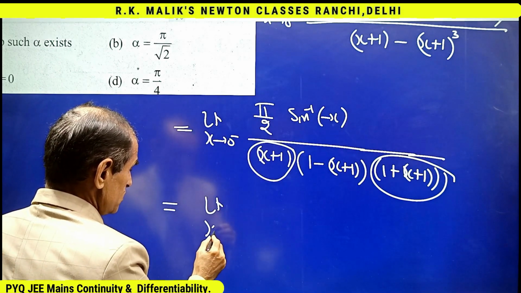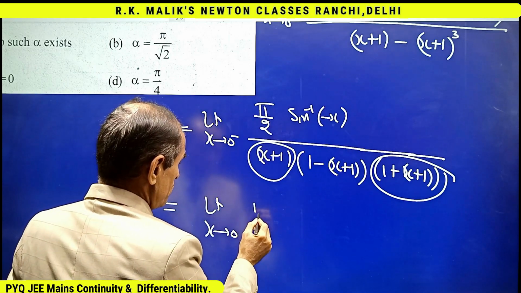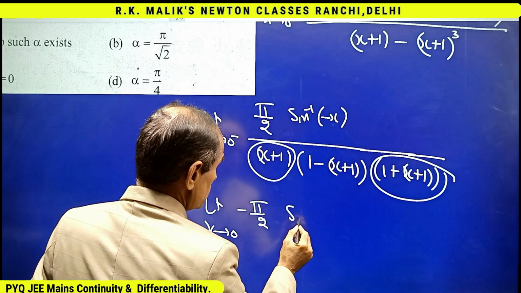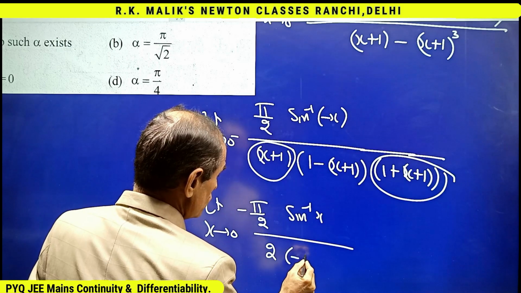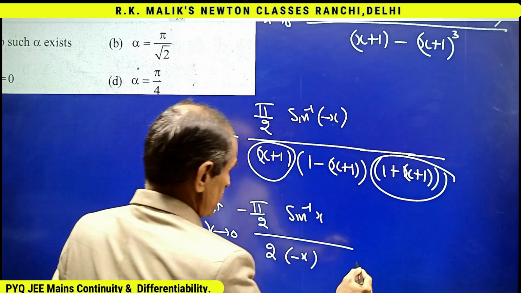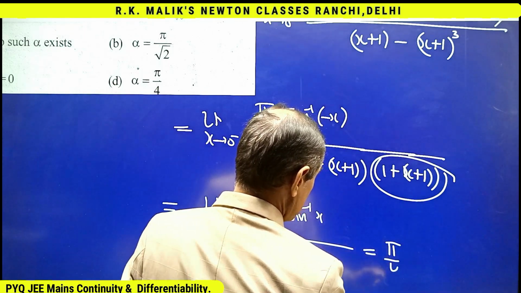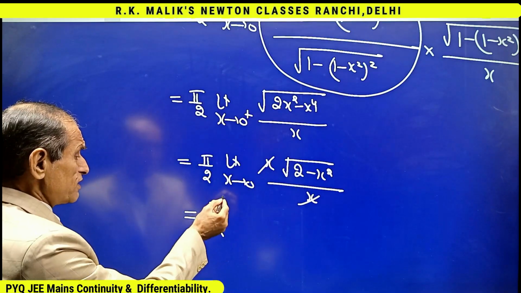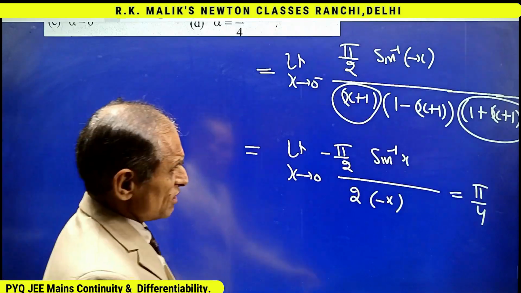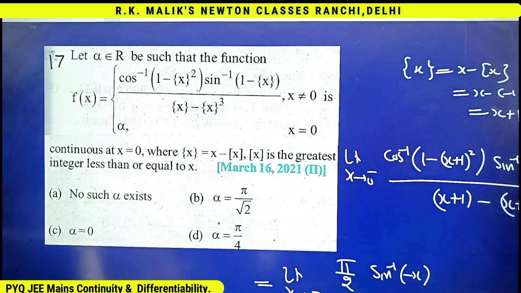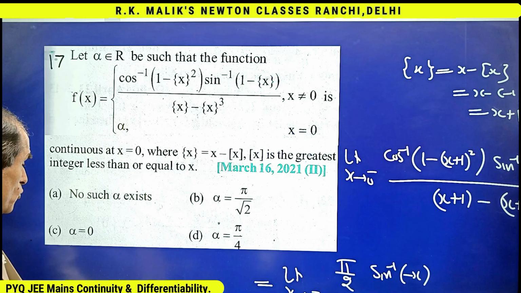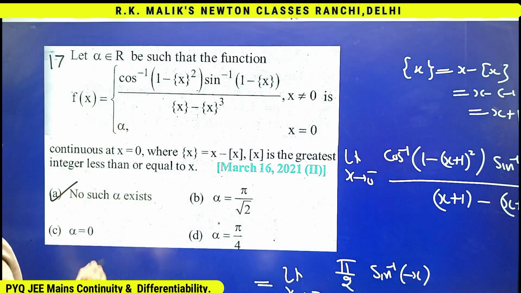I get limit x tends to 0 pi by 2 minus sin inverse of x upon 2 into minus x. That is, I get the answer pi by 4. And because the right hand limit was found to be pi by root 2, and left hand limit is found to be pi by 4, hence left hand limit and right hand limit are not equal. Therefore it is not possible to find any value of alpha so that the function becomes continuous at x equal to 0. Hence A becomes the correct choice.